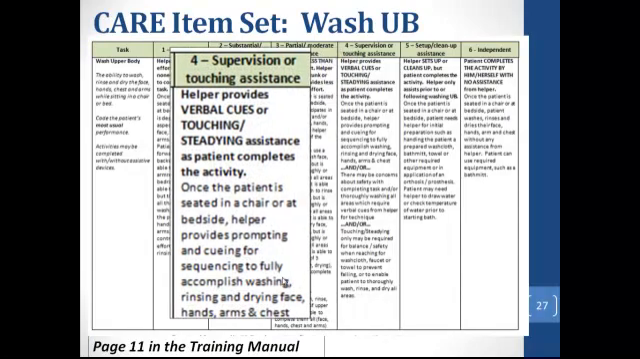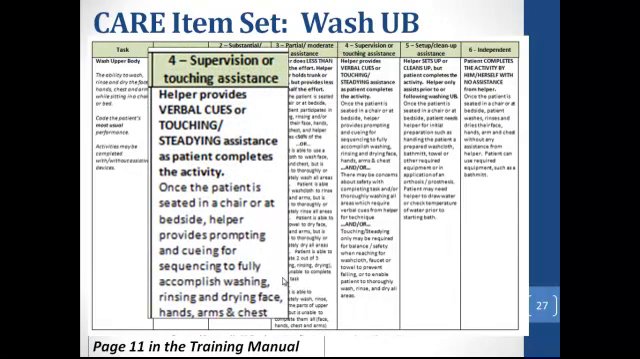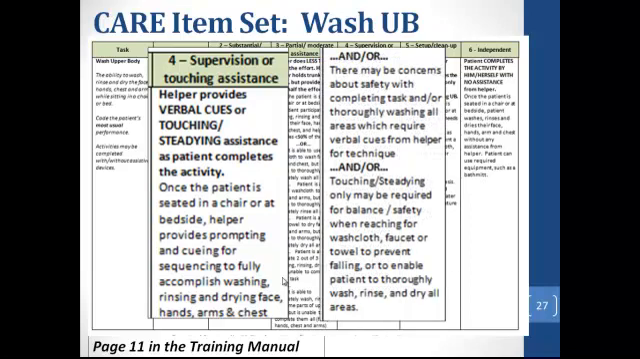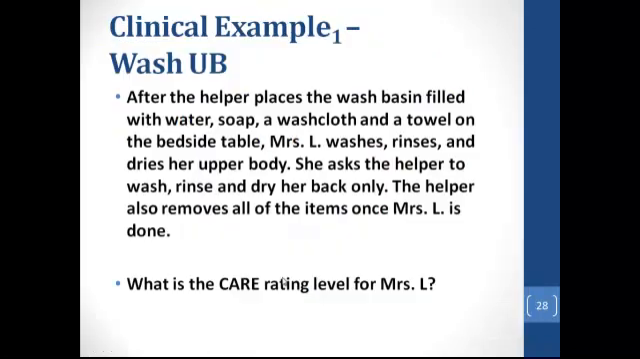For this item, a rating of 4 would be given if the helper is providing prompting and cueing for sequencing to fully accomplish washing, rinsing, and drying, or if there are concerns about safety and/or thoroughly washing all areas which require verbal cues from the helper, or perhaps touching or steadying is required for balance and safety when reaching for the washcloth, the faucet, or the towel to prevent falling, or to enable the patient to thoroughly wash, rinse, and dry all areas. Let's look at example number 1.